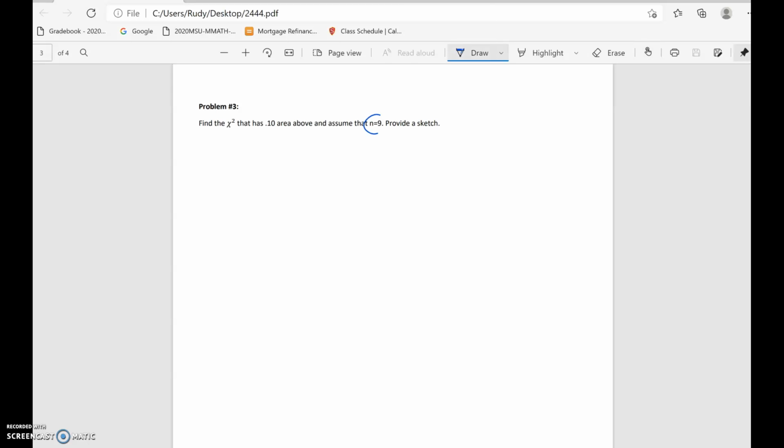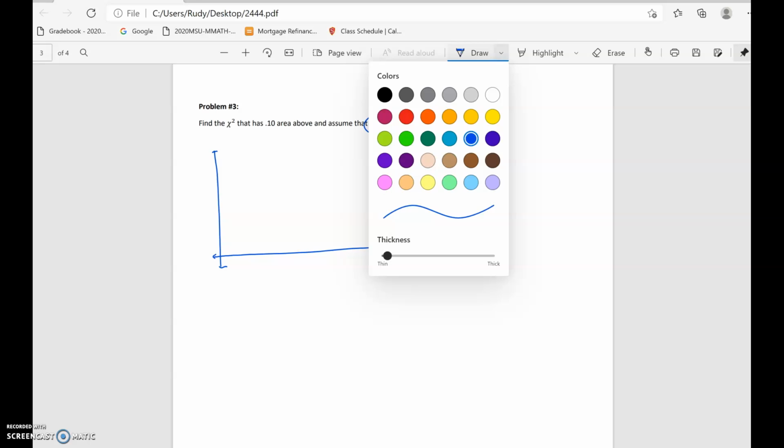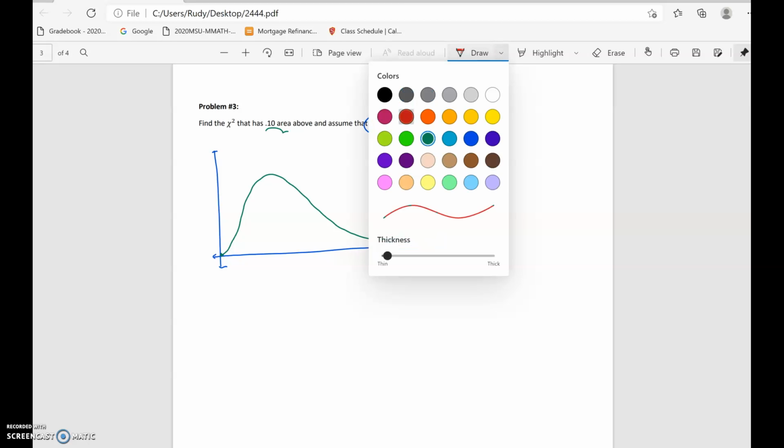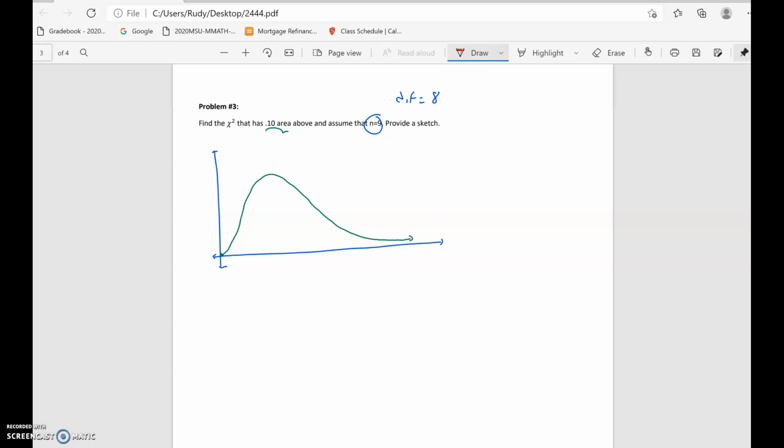Well, n is equal to 9, so degrees of freedom is going to be equal to 8. Obviously this is not to scale, but it's still a small number of degrees of freedom, so the chi-square distribution is going to look like this. It has 0.10 area above it, so I'm just going to place 0.10 here, and this shaded region is 0.10.